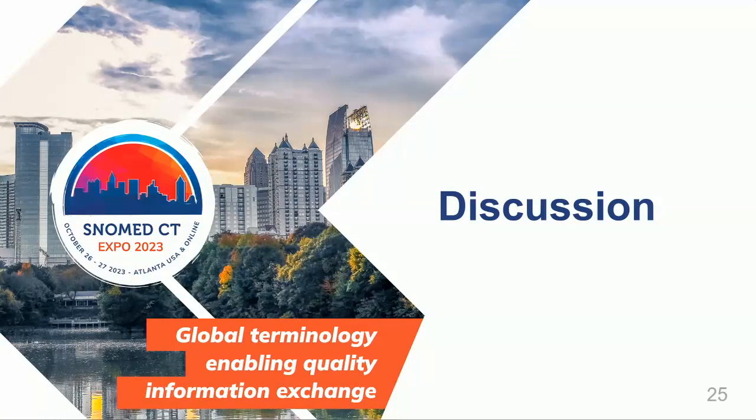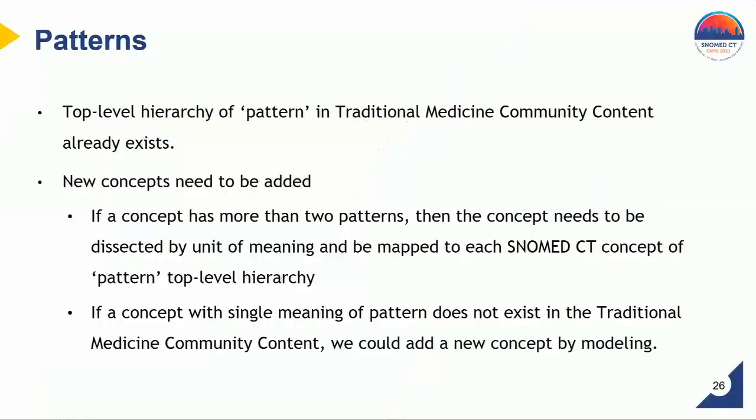Now we would like to propose a few ideas to have wider coverage of clinical ideas of traditional Korean medicine terms. For concepts describing patterns, new concepts need to be added since there already exists the top-level hierarchy of pattern in traditional medicine community content browser. If a concept of pattern has more than 2 patterns, then the concept could be dissected by the unit of meaning and be mapped to each SNOMED CT concept of pattern top-level hierarchy. If a concept with a single meaning of pattern does not exist in the traditional medicine community content, it could be simply added as a new concept.